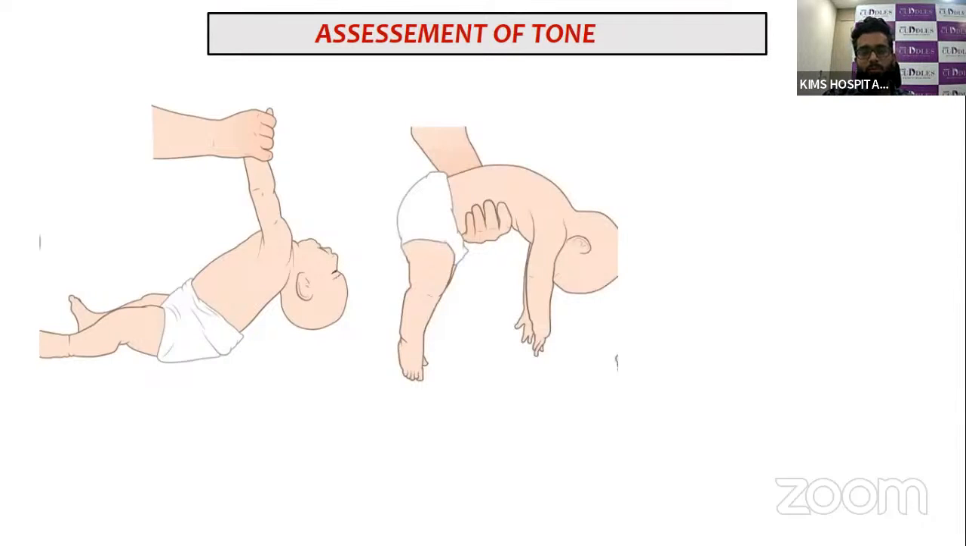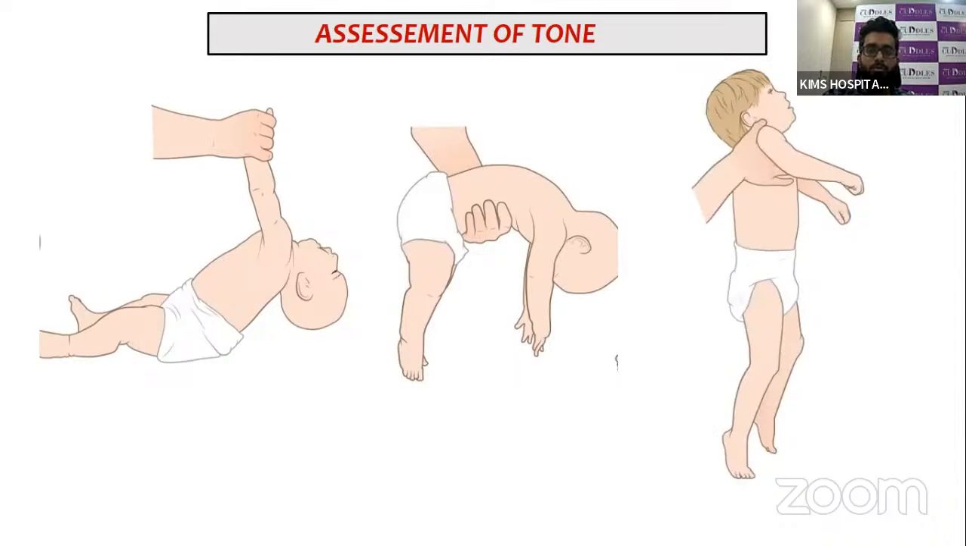The second maneuver is horizontal suspension. When you put the child in the prone position with your hand supporting the belly, normally the child tries to flex and momentarily tries to bring the back and also the head to the straight line. Whereas in this picture, the child is getting the shape of an inverted U, wherein the legs are completely extended, the hands are also extended, and the head is completely lagging down. So this is a typical child with an inverted U-like posture on horizontal suspension.